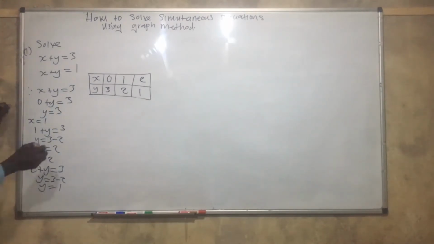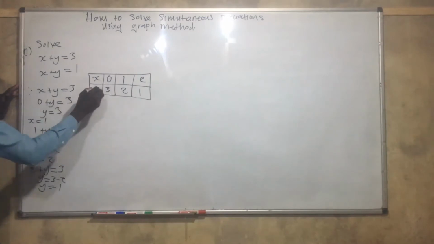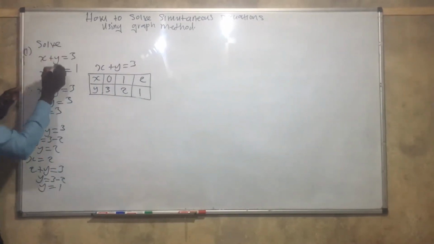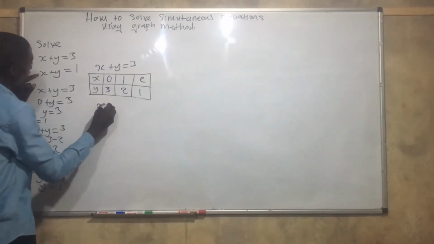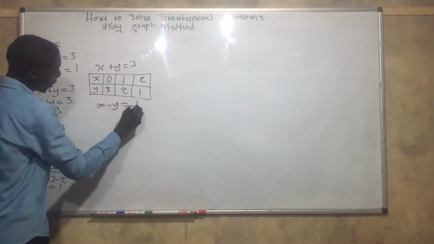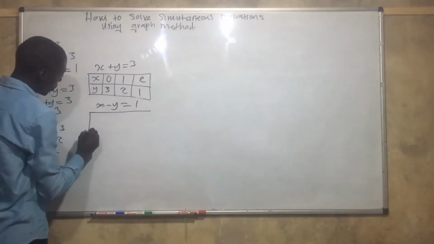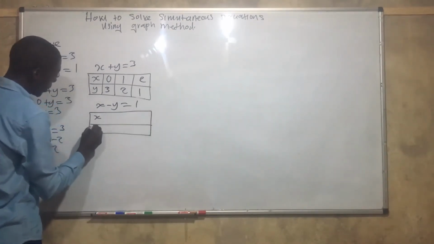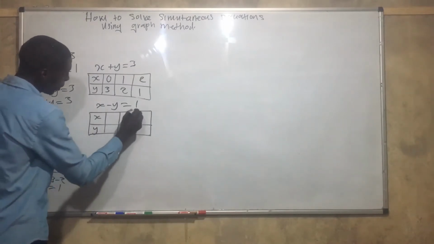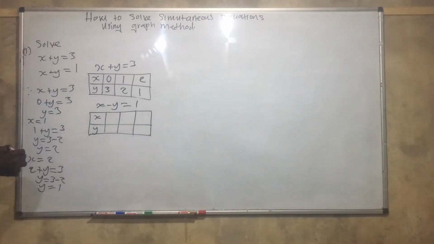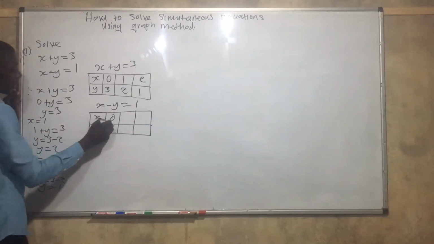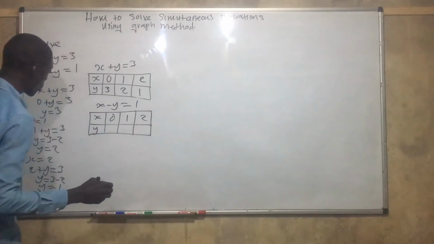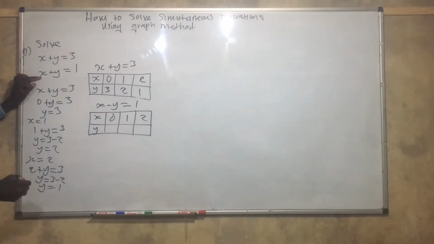We go to the second equation. We are going to make also a table of values. So we get the second equation, which is x minus y is equal to 1. We are going to make a table of values as well. So it will be x there, then y. We assume also that x is equal to 0, 1, then 2. So we calculate, using the second equation.